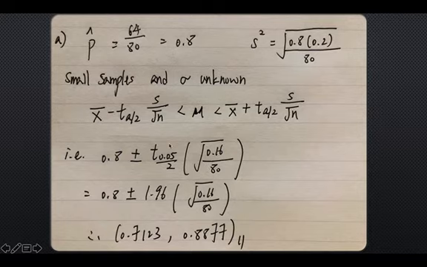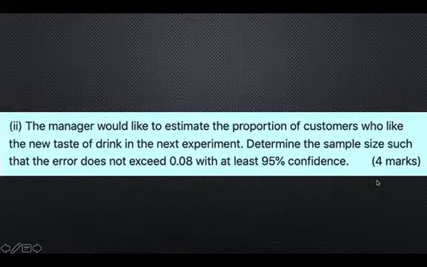And when we check the distribution table, we can know that 0.05 divided by 2 will be equal to 1.96, and finally we can have the answer 0.7123 and 0.8877. Here comes the question A2.